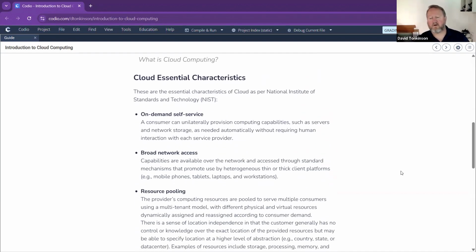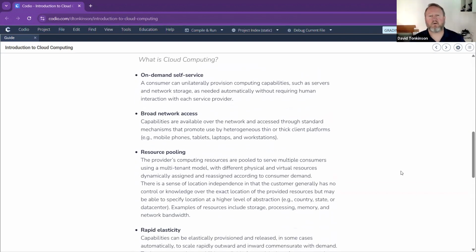So NIST, our good old friends, the National Institute of Standards and Technology, made a beautiful definition of it. It is on-demand self-service. So I pay for what I want, and I get what I'm paying for. If I want more, I pay more. If I want less, I pay less. It's sort of on demand. You can spin things up when you need.